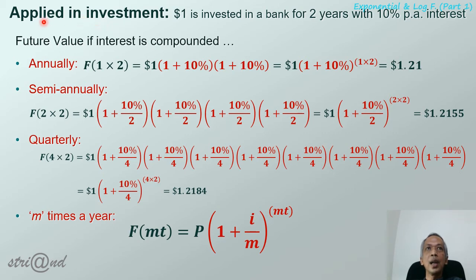Now we will apply the exponential function to an example. This example is about investment. We have information here that $1 is invested in a bank for 2 years with 10% per annum interest. If this 10% per annum interest is compounded annually, the future value of this money when it is invested for 2 years is explained here. The number of periods that we will find here is 2, because we have 2 years, and it is multiplied by 1 because it is compounded annually. So there will be only one calculation of interest in 1 year. So 1 times 2.